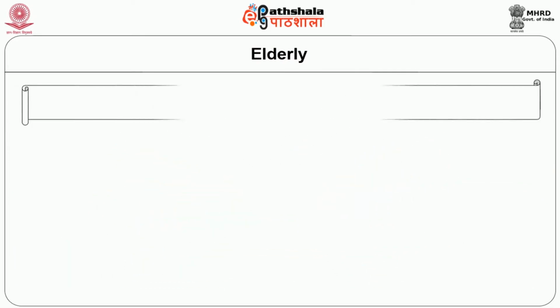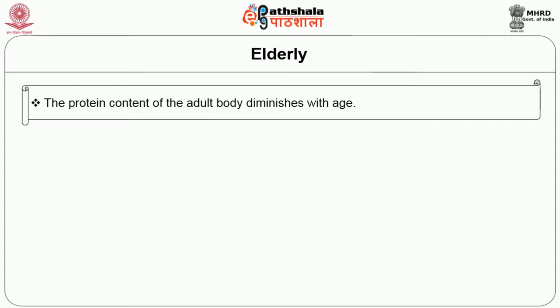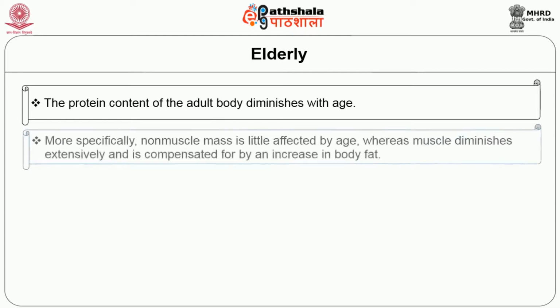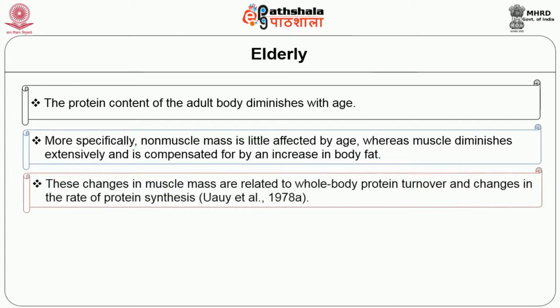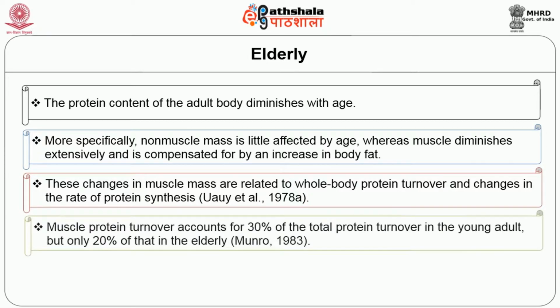Among the elderly, the protein content of the adult body diminishes with age. More specifically, non-muscle mass is little affected by age, whereas muscle diminishes extensively and is compensated for by an increase in body fat. These changes in muscle mass are related to whole body protein turnover and changes in the rate of protein synthesis. Muscle protein turnover accounts for 30% of the total protein turnover in the young adult, but only 20% of that in the elderly.